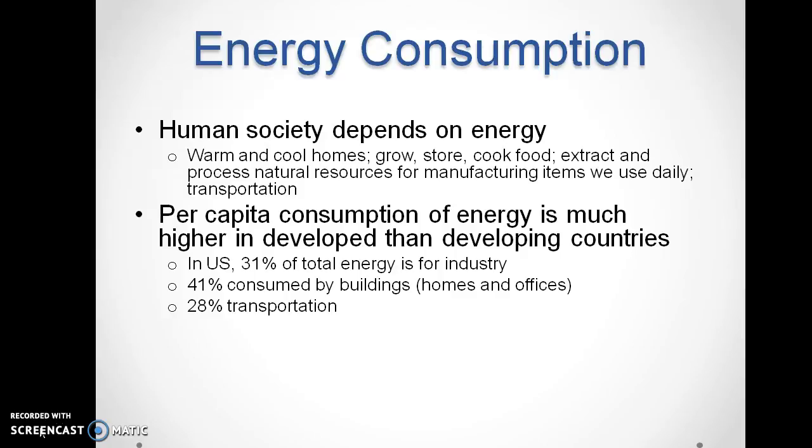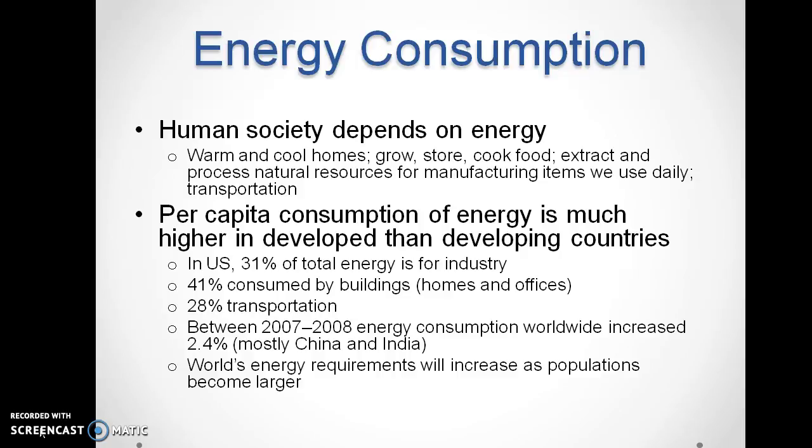In the United States, 30% of energy is used for industry. 41% is consumed by buildings, and 28% is used for transportation. So the fastest growing areas that are using the most energy worldwide happen to be those big developing countries, places like China and India. They are the ones who are using more energy to meet the demands of, number one, their growing population, but also number two, as they industrialize, as they begin to have more manufacturing, as they begin to have more exporting, they need energy to be able to do all of that.